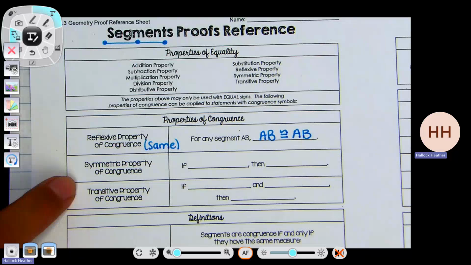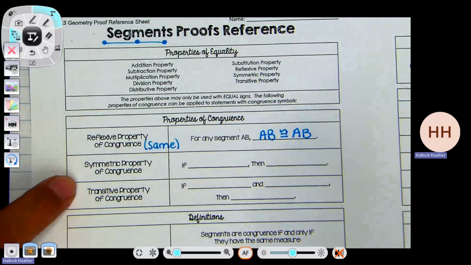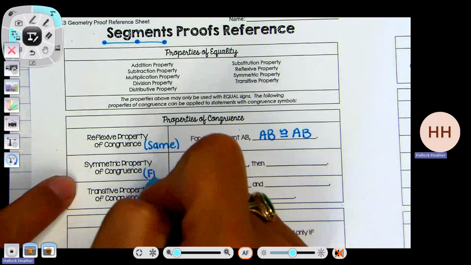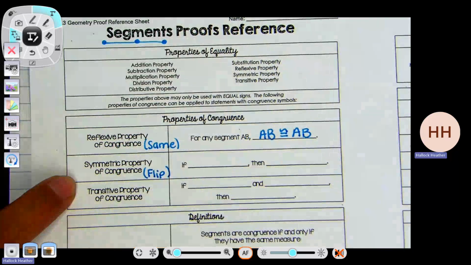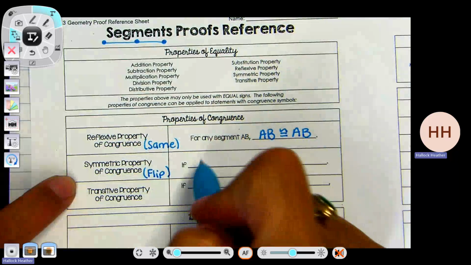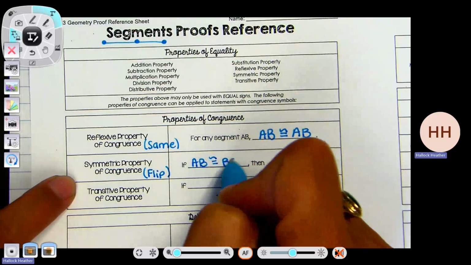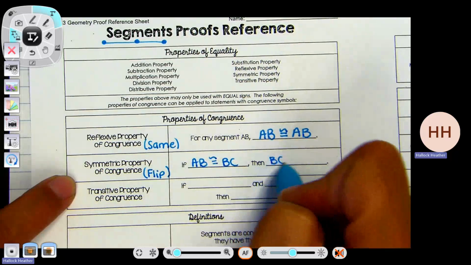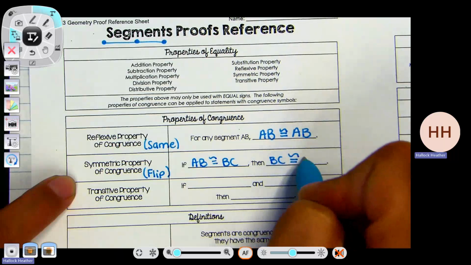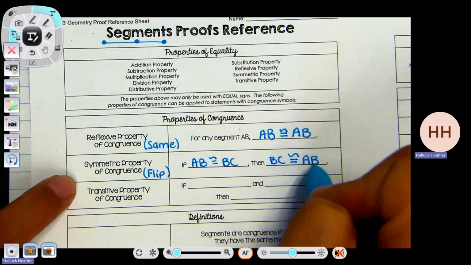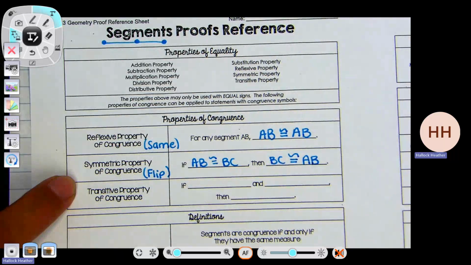Symmetric property is the one that we used the most last time out of these three. This is where you flip it. So if I got 5 equals X, I could use symmetric property to say X equals 5. So if I say AB is congruent to BC, then I could say BC is congruent to AB. So I can flip my sentence and it means the same exact thing.